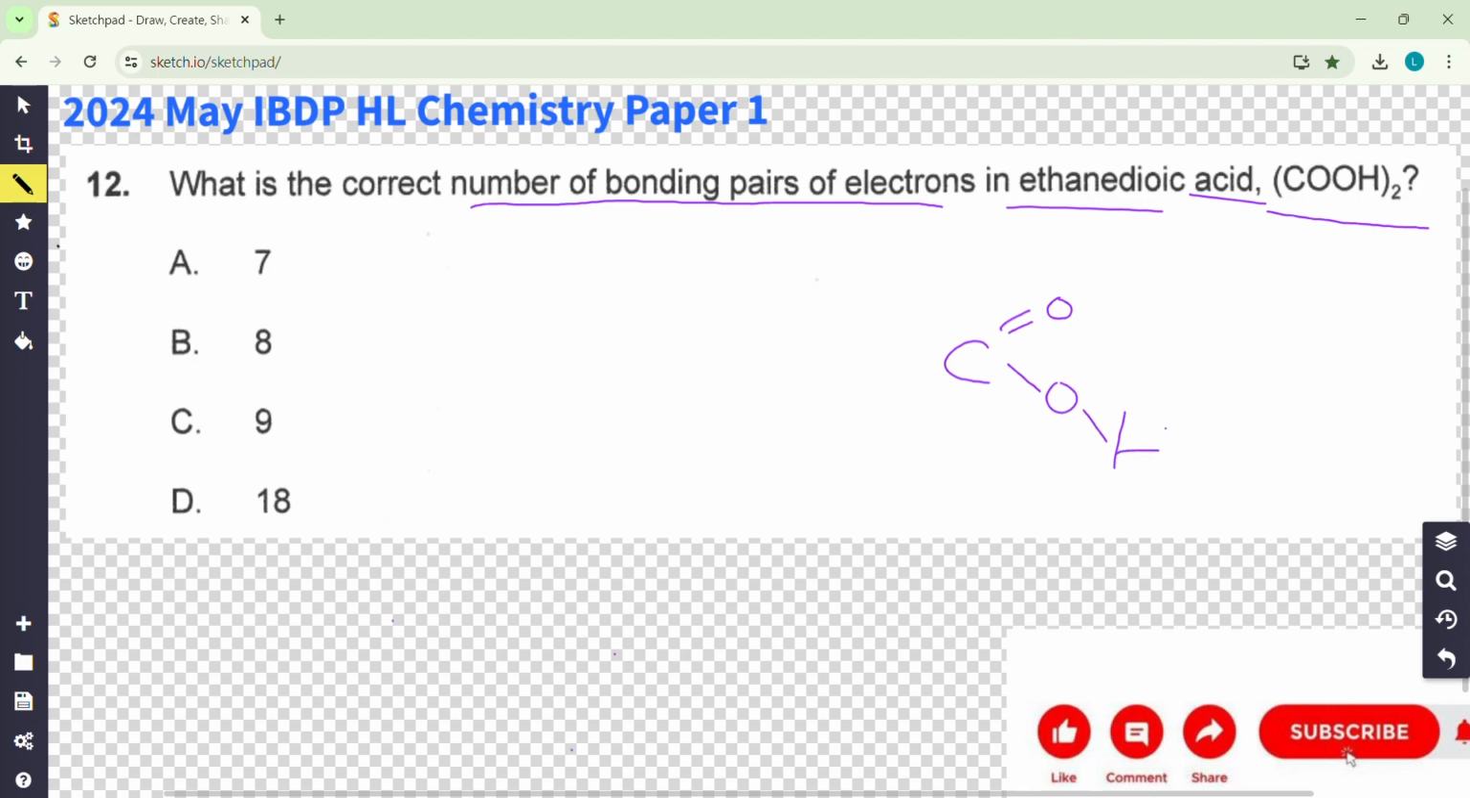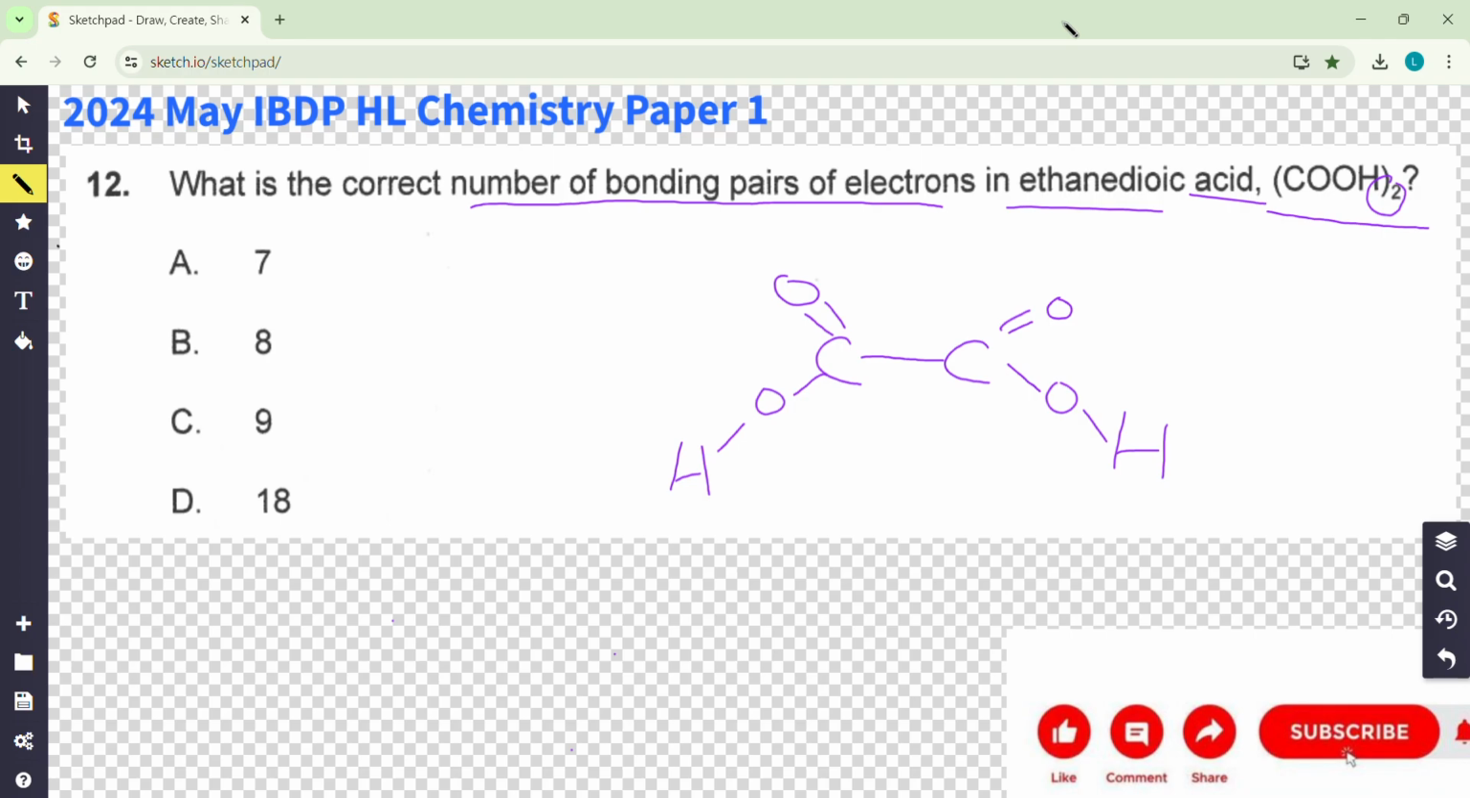COOH, you can draw it, of course, even if you don't know the acid. And two, two. So two of them, COOH, and then they join together. So 1, 2, 3, 1, 2, 3. Okay, one bond. So they join together. So this is the structure.